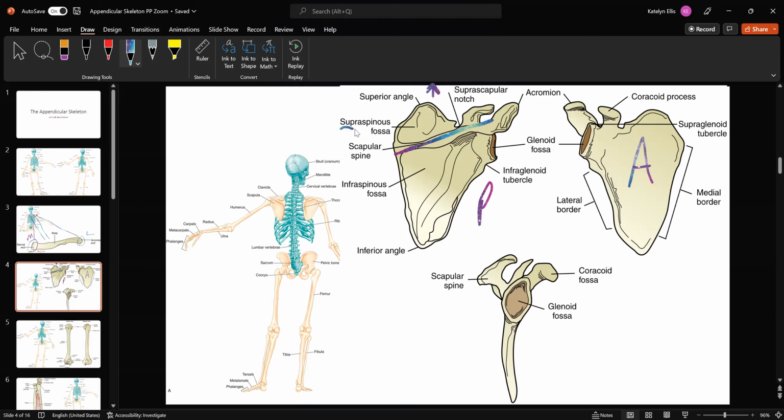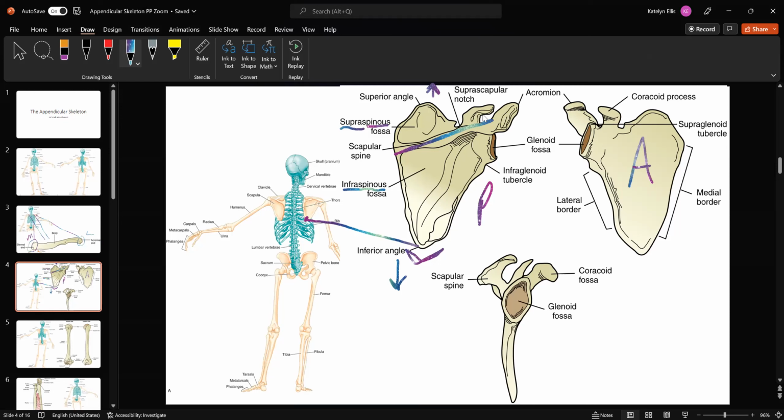This is the supra, above, spinous, above the spine, fossa. It's an indention in it. So that's what a fossa is, but it is above the scapular spine. So it's the supraspinous fossa. This is the infra, below, spinous fossa. It's another indention below the scapular spine. This is another angle. It's called the inferior angle. It's going down. Superior angle is up. The inferior angle is down. And this is where that translates to on this model body.